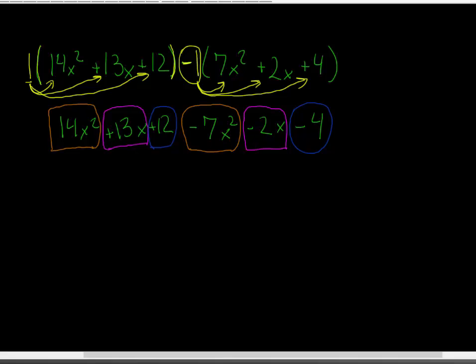And let's start with the x squareds. 14x squared minus 7x squared, or 14 and negative 7 put together, is positive 7x squared. Positive 13 and negative 2, that's positive 11, and the x is just going to come along for the ride. Positive 12 and negative 4, that's negative 8. So here we have a nicely simplified polynomial expression.